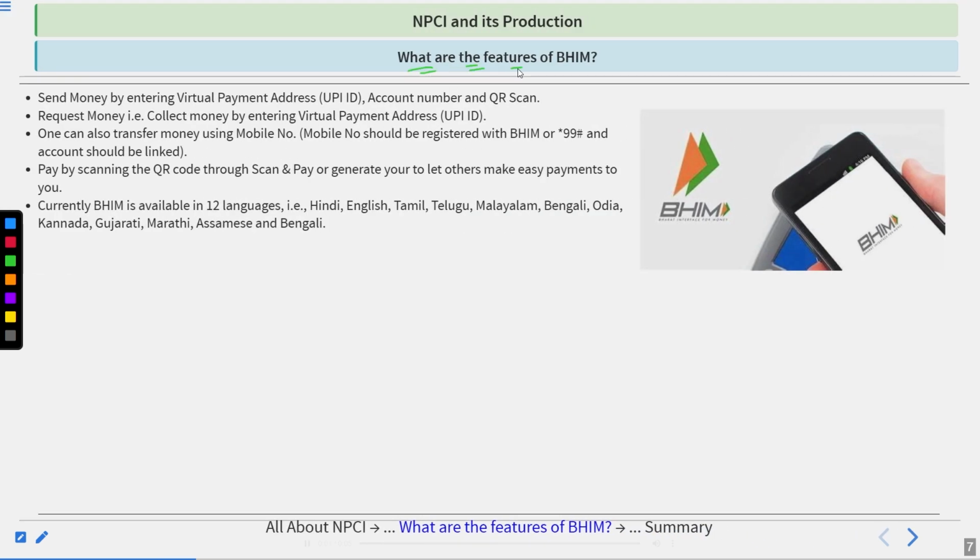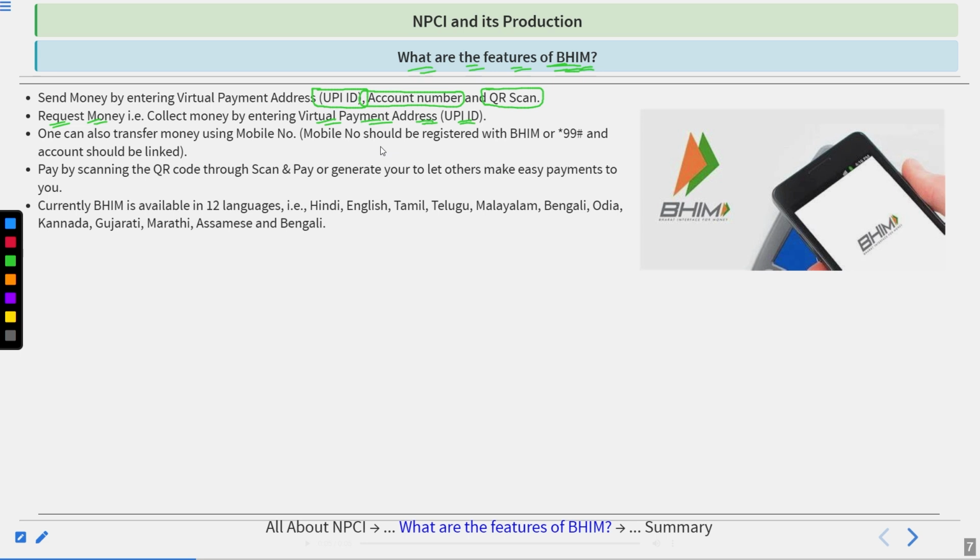Now, what are the features of BHIM? You can send money by entering the virtual payment address, UPI ID, account number, or QR scan. By filling in the UPI ID, you can make the payment. By using the account number, you can make the payment. By scanning the QR code, you can make the payment. Request money: you can collect money by entering the virtual payment address or the UPI ID.